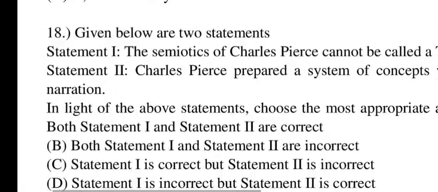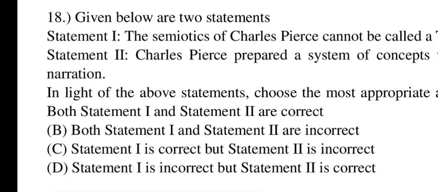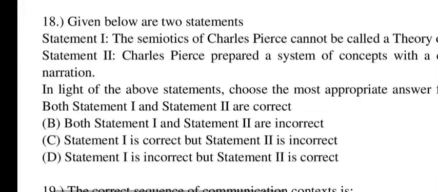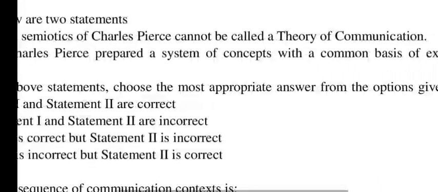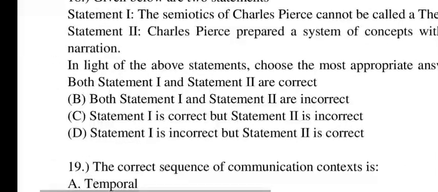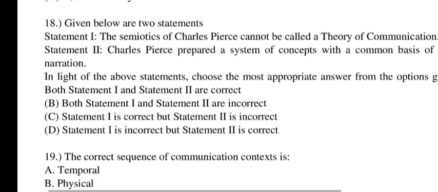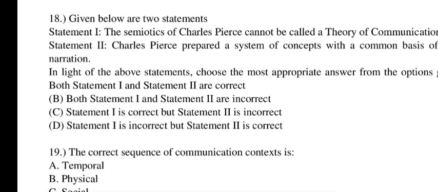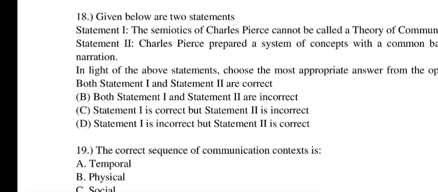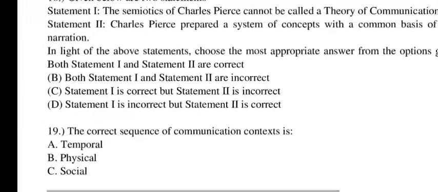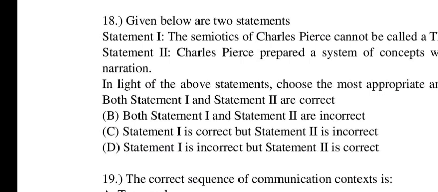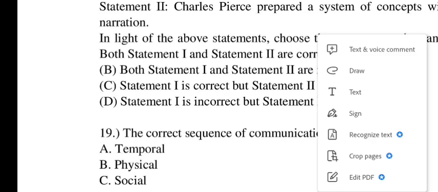Question 18 says, given below are two statements. Statement 1 says the semiotics of Charles Peirce cannot be called a theory of communication. Statement 2 says Charles Peirce prepared a system of concepts with a common basis of expression and narration. In light of the above statements, choose the most appropriate answer from the options given below. A says both statements 1 and 2 are correct. B says 1 and 2 are incorrect. C says 1 is correct, 2 is incorrect. D says 1 is incorrect but 2 is correct. Number 18, D will be correct. That means 1 is incorrect but 2 is correct.